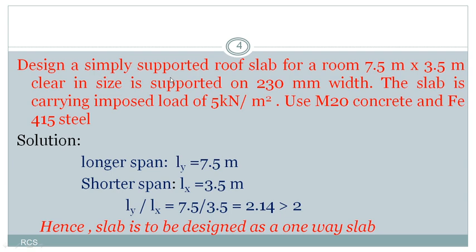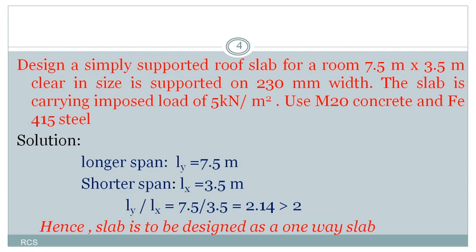So for a simply supported slab, these are the dimensions, and it is supported over a 230 mm width. This will be helpful when we are calculating the effective length of the slab. And it is carrying an imposed load. This imposed load is also called a live load, right? And we have to use M20 concrete and Fe 415. So let me decide what type of slab we are going to design.